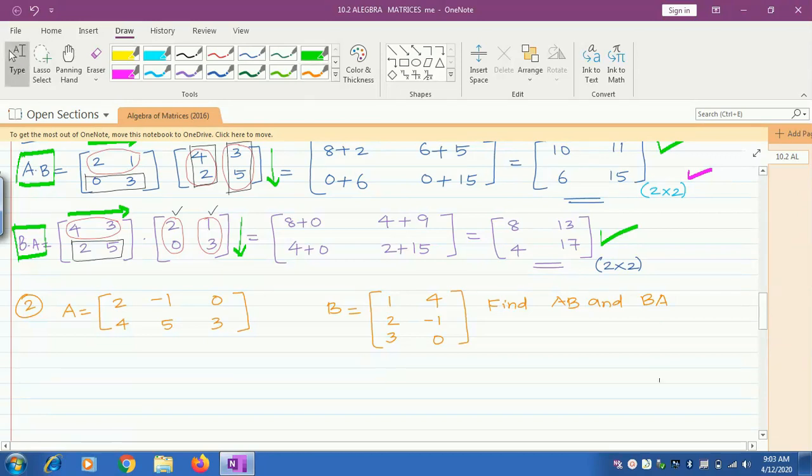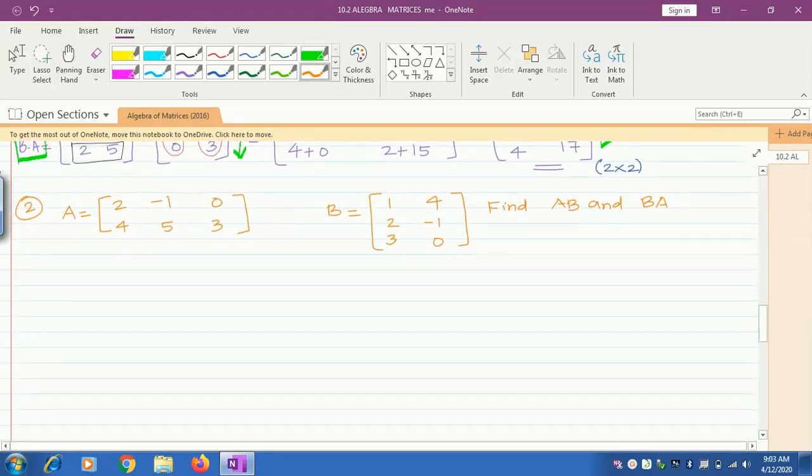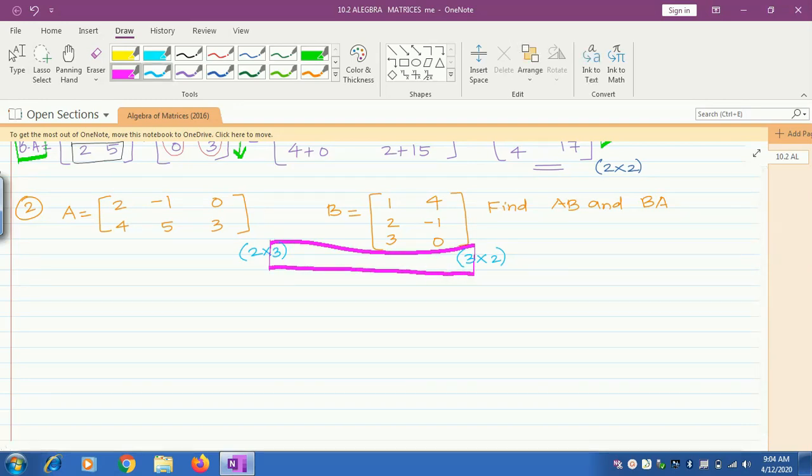Now we will discuss what is the order of these matrices. What is the order here? The order is 2 rows, 3 columns. And what is the order here? This is 3 rows, 2 columns. So I can multiply A dot B, it is okay, right? A dot B is okay. We can multiply A dot B, right?